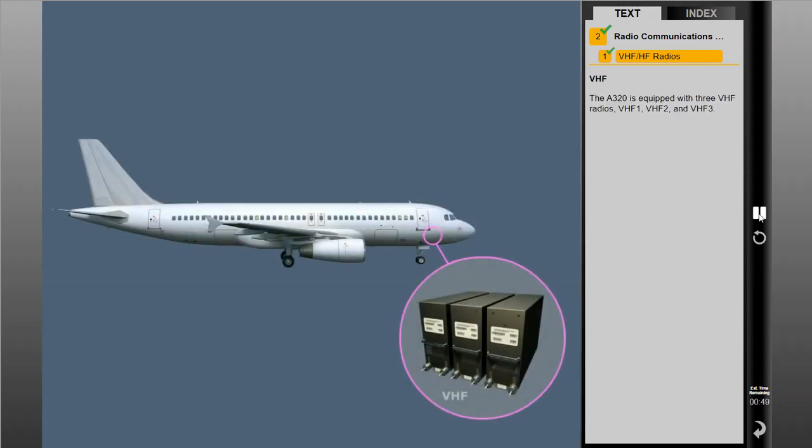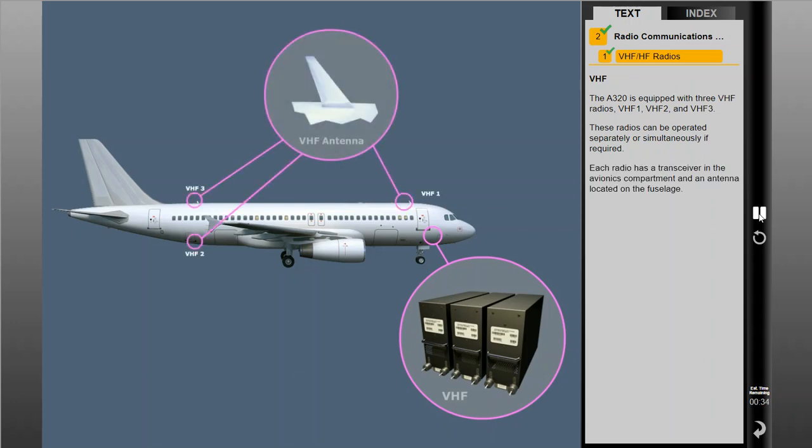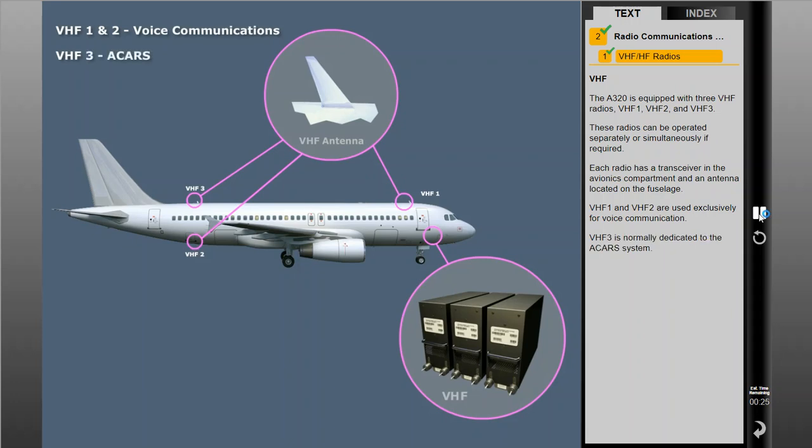The A320 is equipped with 3 VHF radios, VHF 1, 2, and 3. These radios can be operated separately or simultaneously if required. Each radio has a transceiver in the avionics compartment and an antenna located on the fuselage. VHF 1 and VHF 2 are used exclusively for voice communication, while VHF 3 is normally dedicated to the ACARS system. VHF 3 can also be used as an additional radio for voice communications if necessary.